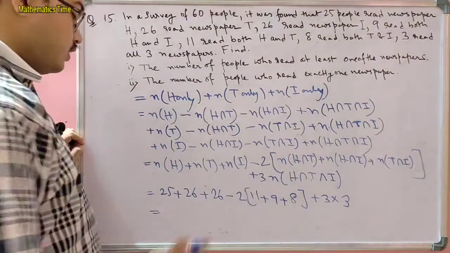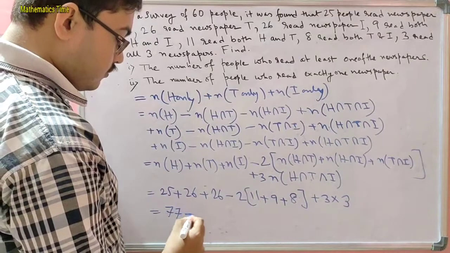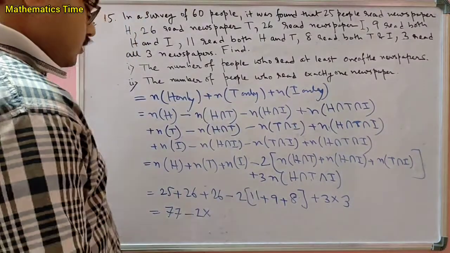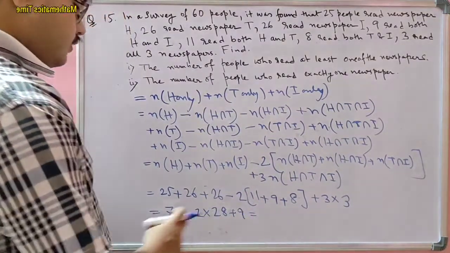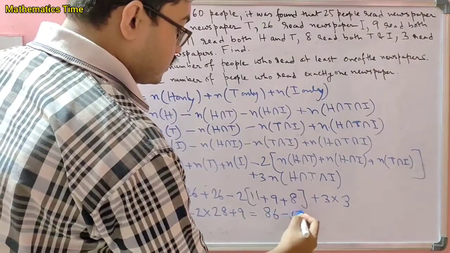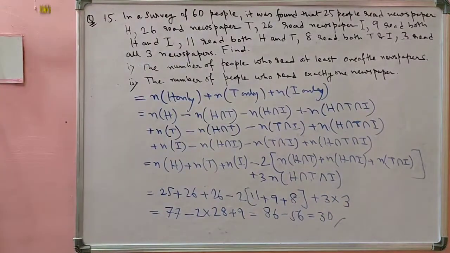So this will be 25, 26, 26. That means it's 52 plus 25, 77, minus 2 into 11 plus 9 plus 8, that is 28. So 77 plus 3 into 3, that is 9, is 86, and 28 into 2 is 56. So the answer will be 30. We can solve this mathematically without a diagram. So 30 is the number of people who read exactly one newspaper.